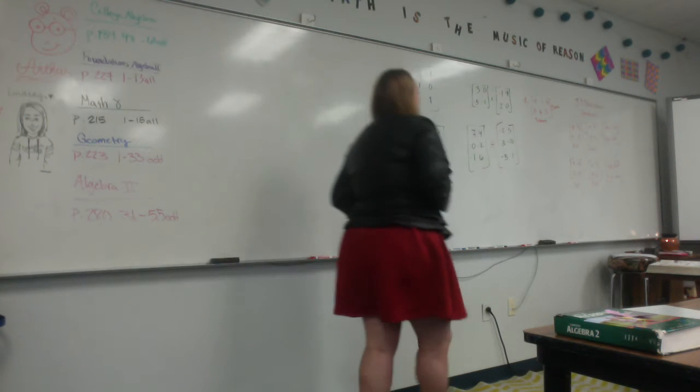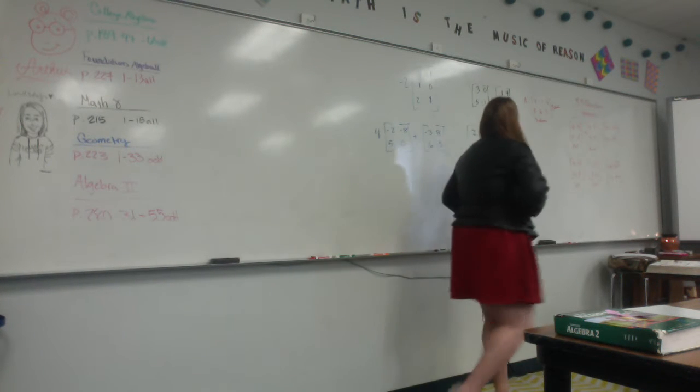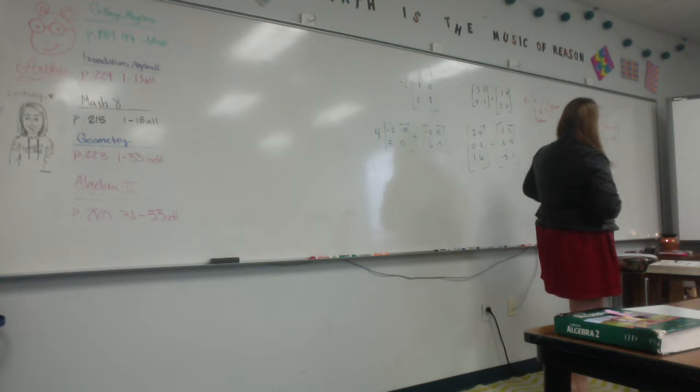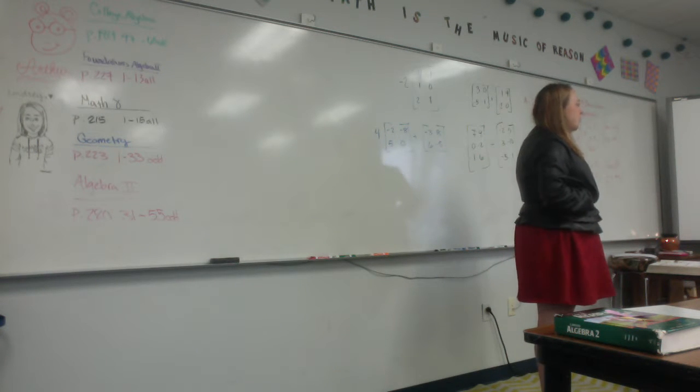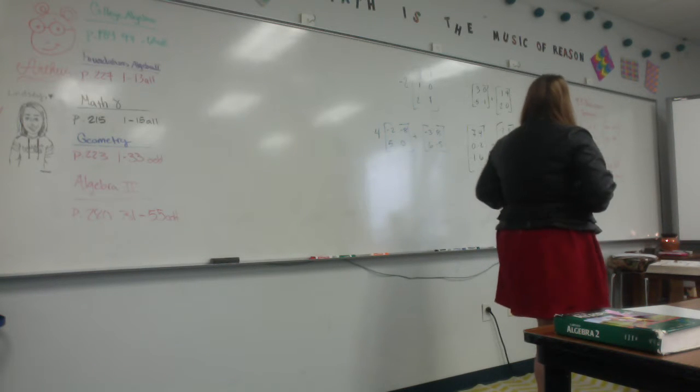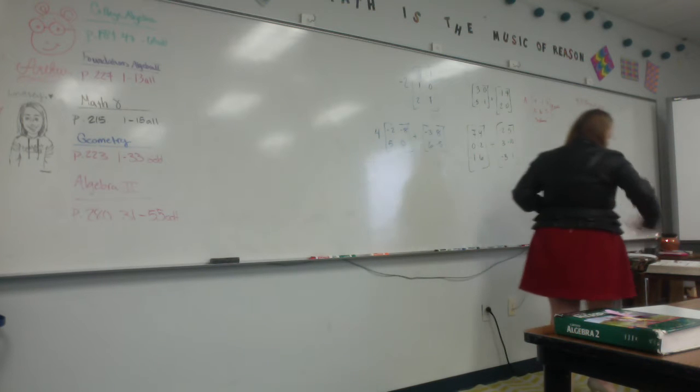Okay, 3.5. Basic matrix operations. When you are looking at a matrix, they are labeled in dimensions like 2 by 2, 4 by 2, 3 by 2, 3 by 1, whatever. They're labeled with rows and columns.